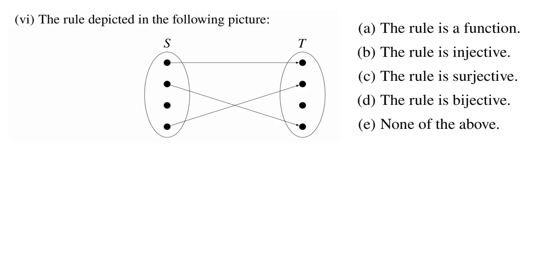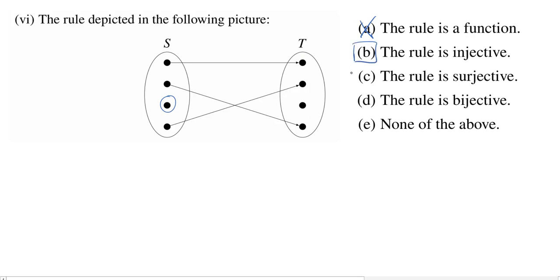To have a function from S to T, we would need that for each element in S, there's exactly one T that it maps to. Well, here's an element in S, and there is no T that it maps to. So the rule is not a function. Is it injective? Well, let's see. We look at T, and we ask, is there at most one arrow going into each dot? And sure enough, there is. We have 1, 1, 0, and 1. So yes, it is an injective rule.